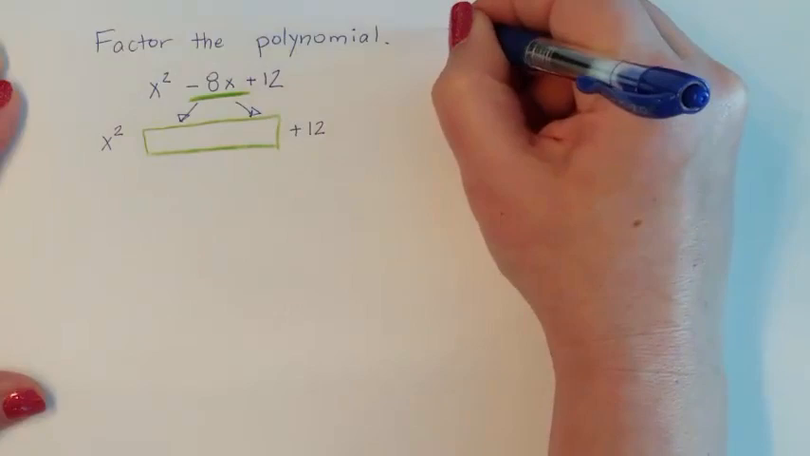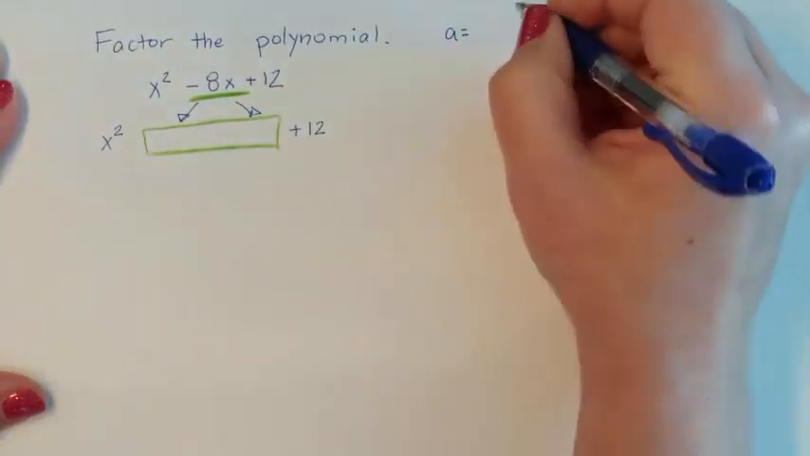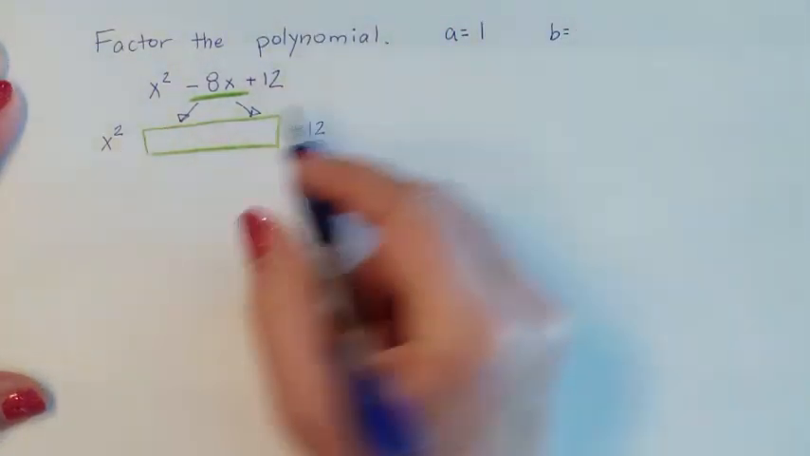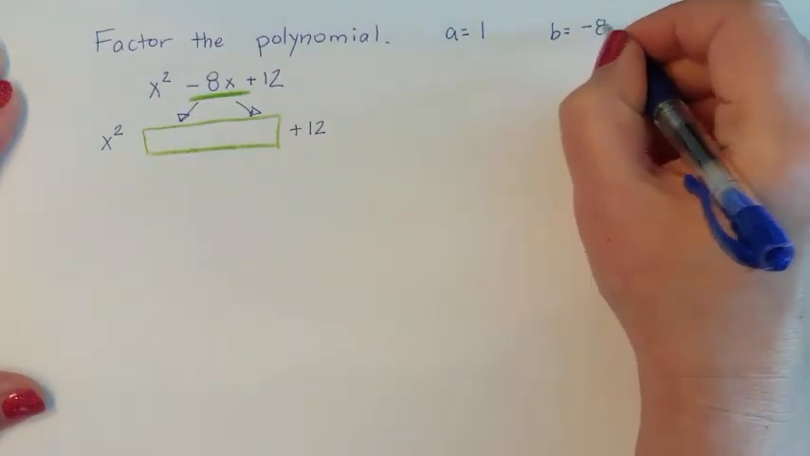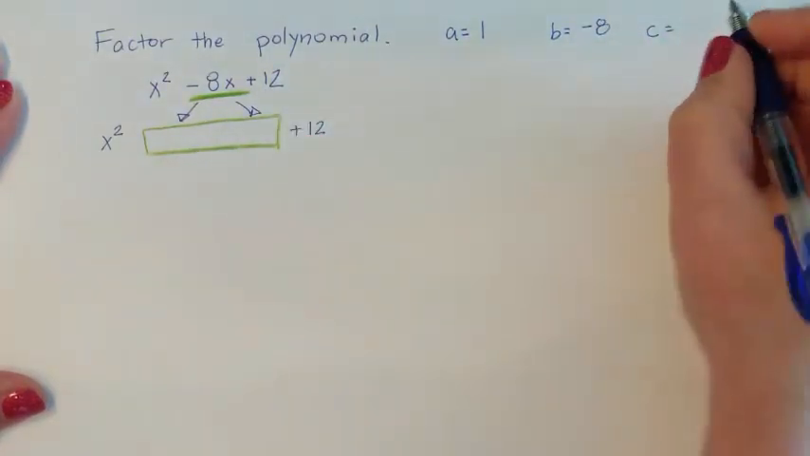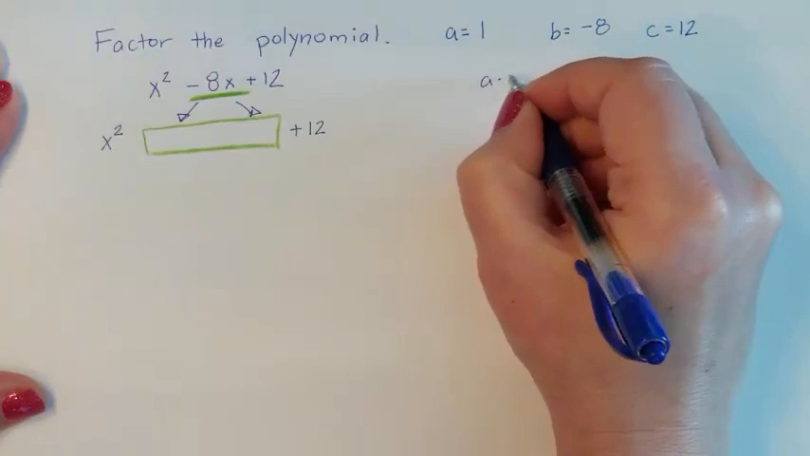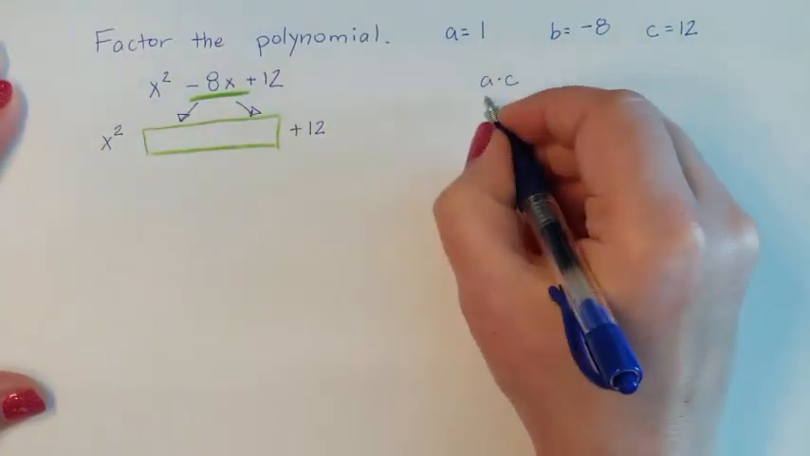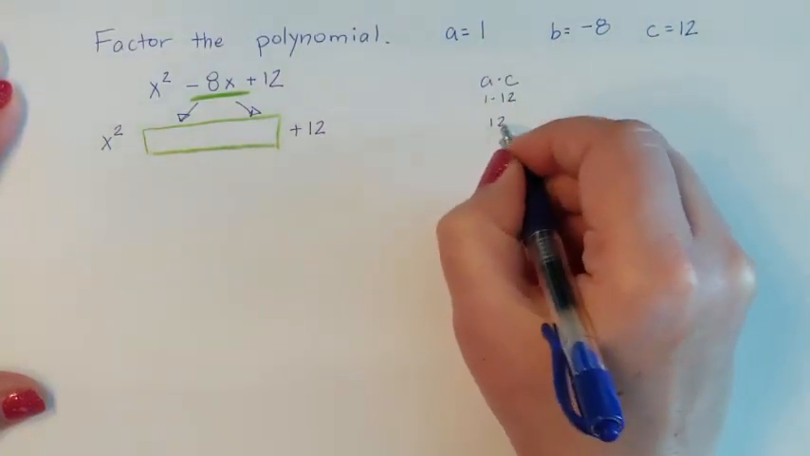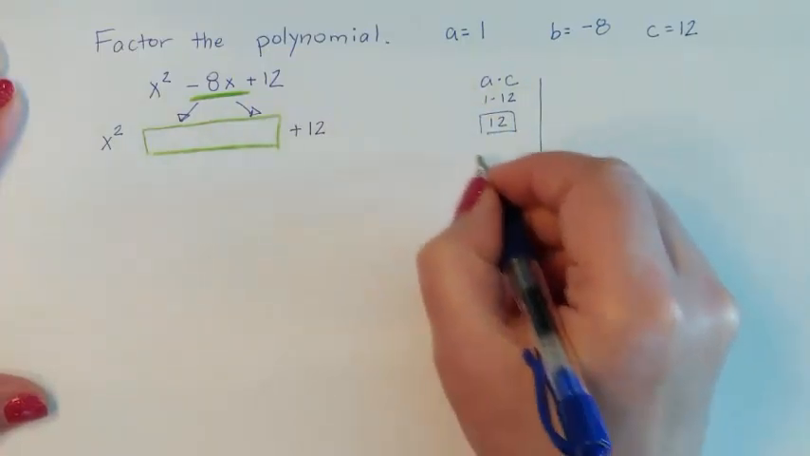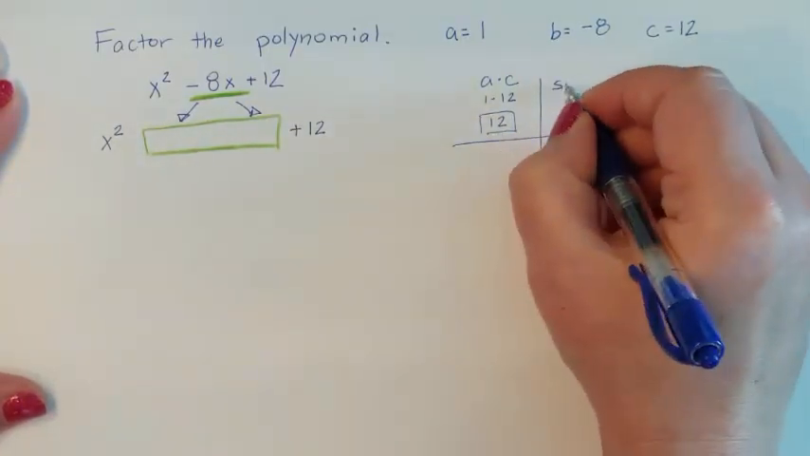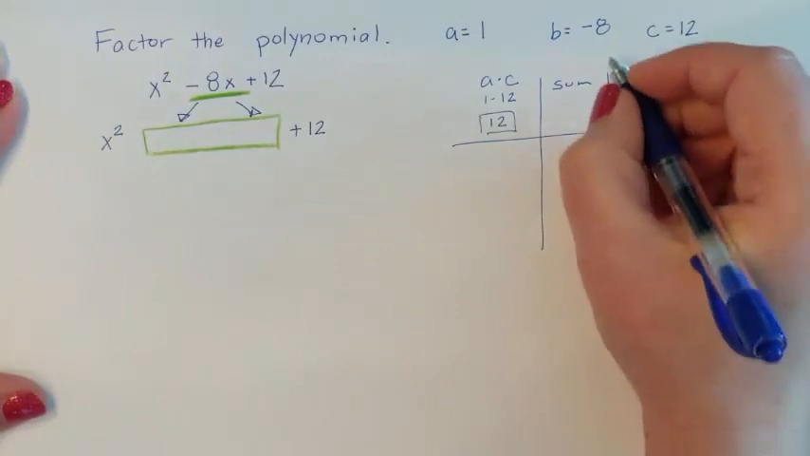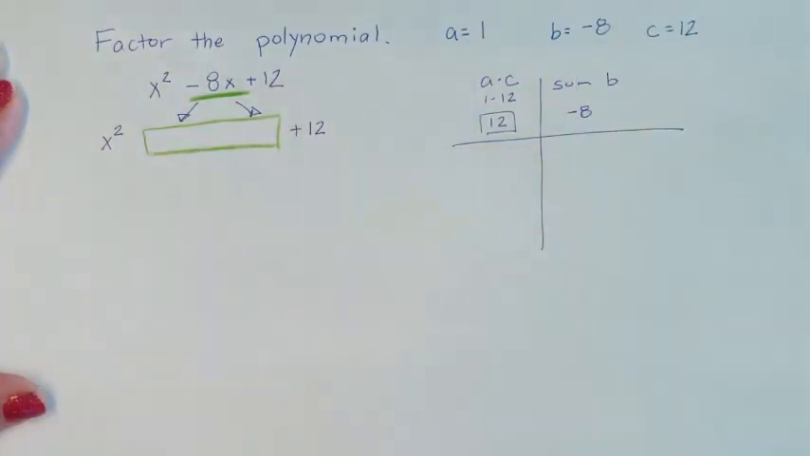So how we do that is we need to identify A. A is the number in front of x squared. Identify B. B is the number in front of x, that's a negative 8. And C is the constant, which is a positive 12. I have some A times C. A times C is 1 times 12. So I need 2 numbers that multiply together to give me 12, but one pair of them has to add together to give me my B. My B is a negative 8.